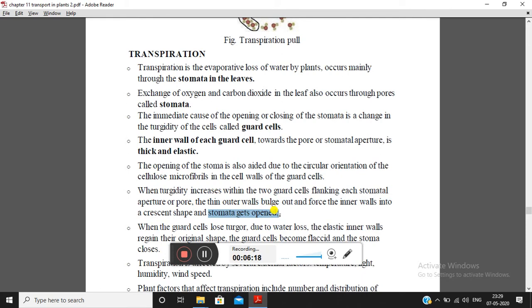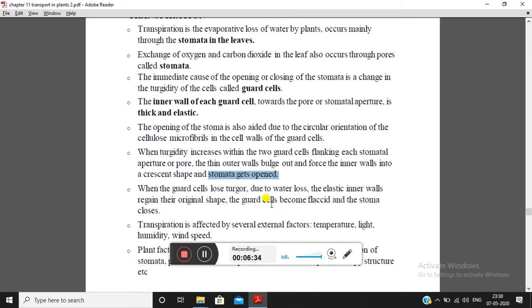Whenever the turgidity of the guard cell increases, what will happen? The outer walls of the stomatal guard cell will bulge and the inner walls will form a crescent shape. As a result, the stomata will get opened. And as soon as the stomata open, the exchange of gases takes place.